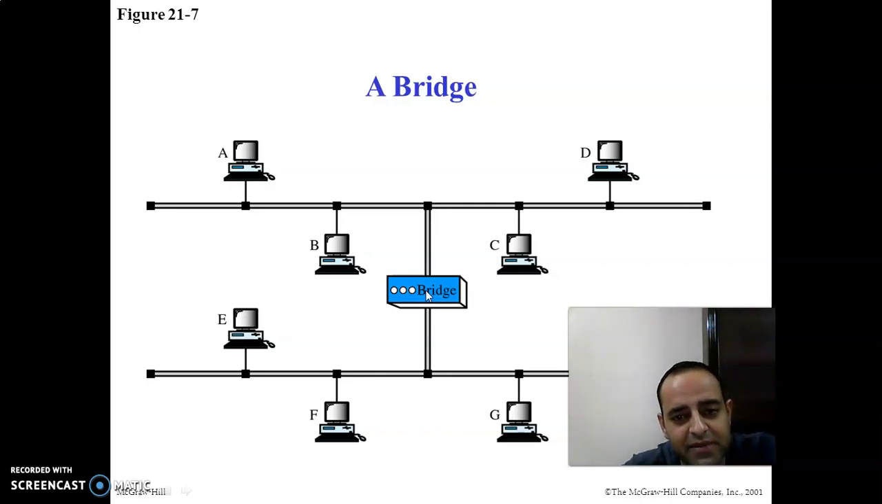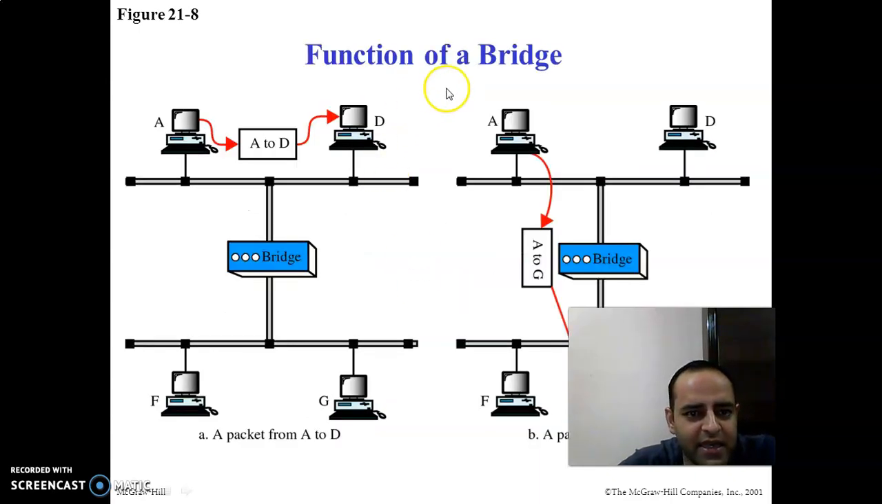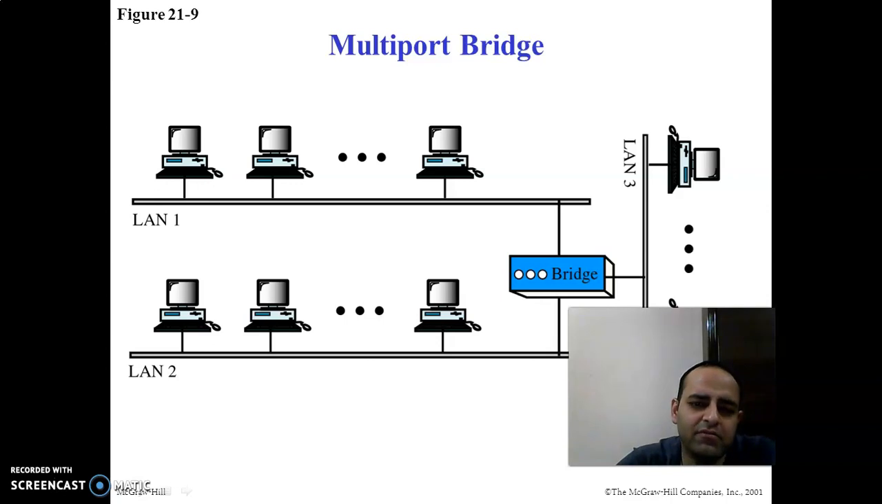That is how a bridge is able to make that data deliverable. Say when two computers are on the same network, in that case the data does not need to cross the bridge. But suppose that computer is on the other side, in that case data needs to cross the bridge to reach that computer. Now we have a multi-port bridge also.